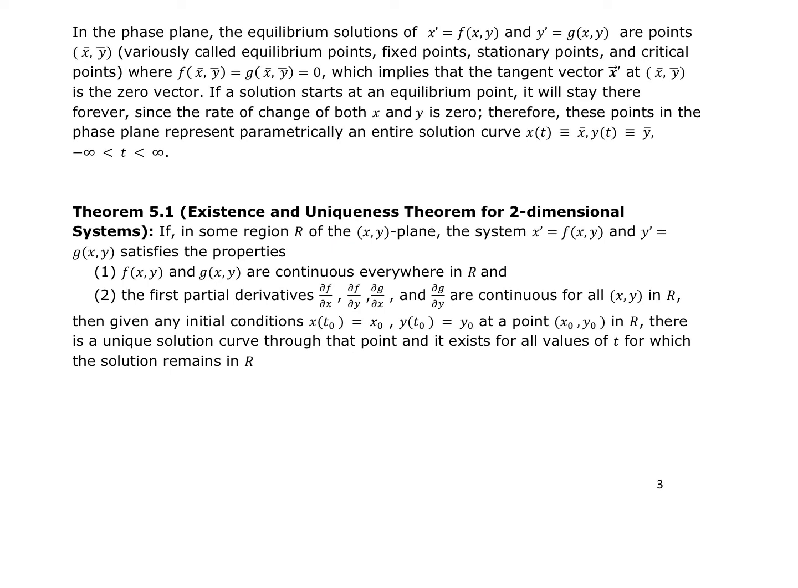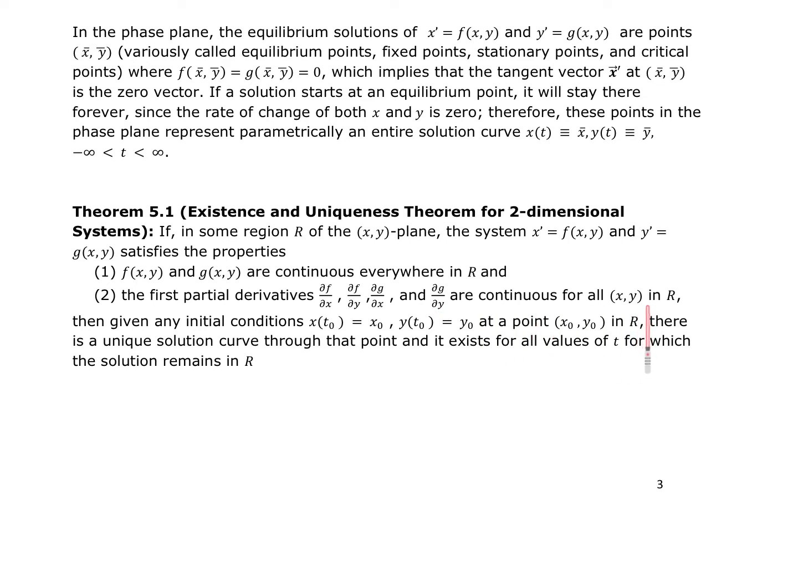So we need to talk about the existence and uniqueness theorem for two-dimensional systems. We talked about the existence and uniqueness theorem earlier in the quarter. If we have some region R in the xy plane, the system x prime and y prime has to satisfy these properties. f of xy and g of xy are continuous everywhere in that region R, and their first partial derivatives, the partial derivative of f with respect to x, f with respect to y, g with respect to x, g with respect to y, are continuous.